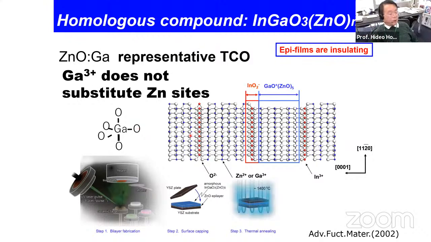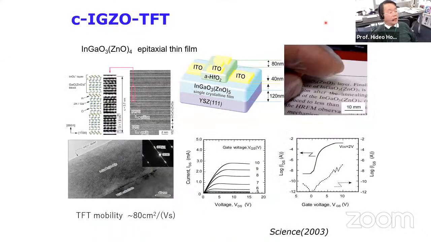So we fabricated an epitaxial thin film of crystalline IGZO. This is the obtained sample. This is a TEM photograph of the cross section. Very clear stacking is observed. The light white line shows the line of the indium. So, a pretty good sample.